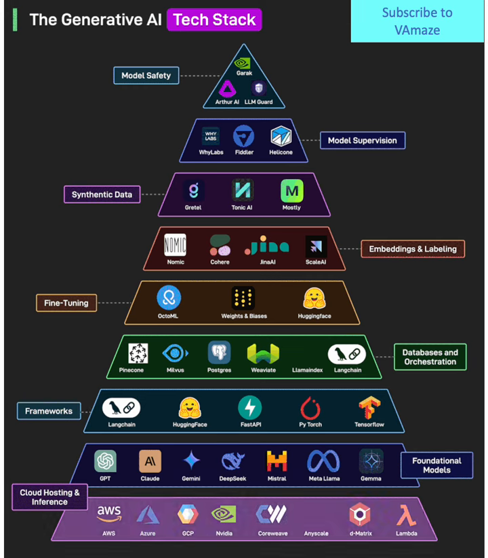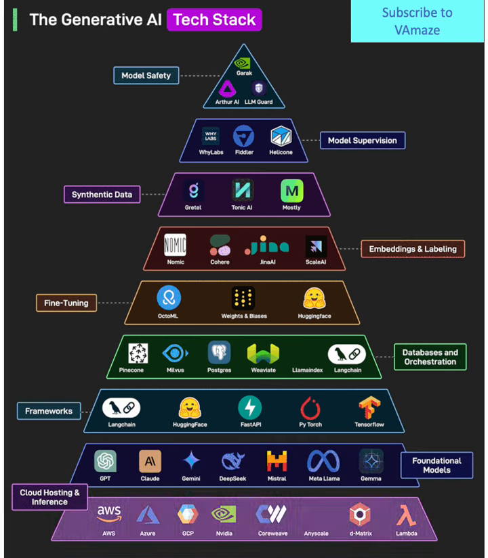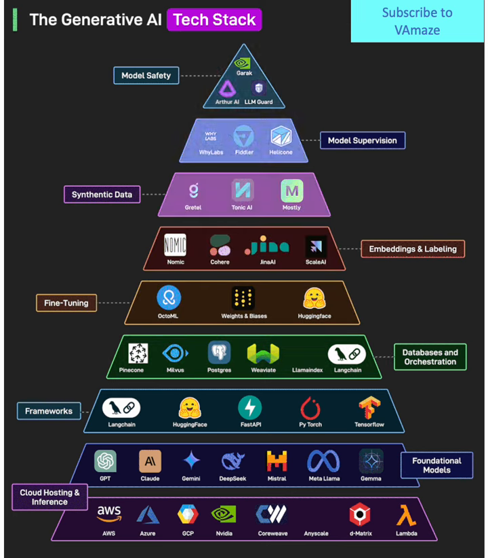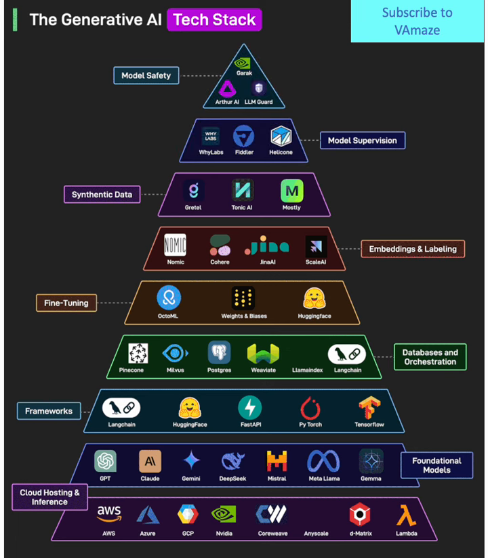Understanding the GenAI tech stack architecture. The GenAI tech stack is structured as a pyramid, with each layer building upon the previous one to create a comprehensive ecosystem for AI development and deployment. Let's explore each layer from the foundation up, understanding how they work together to power the next generation of AI applications. Layer 1: Cloud hosting and inference, the foundation.